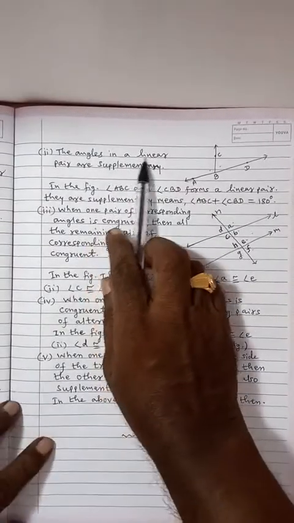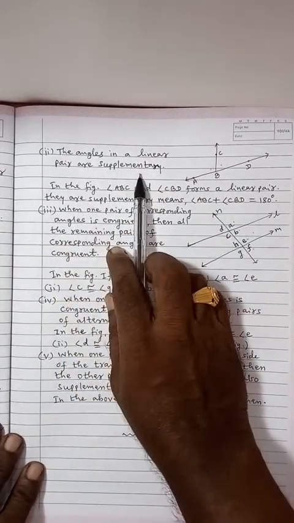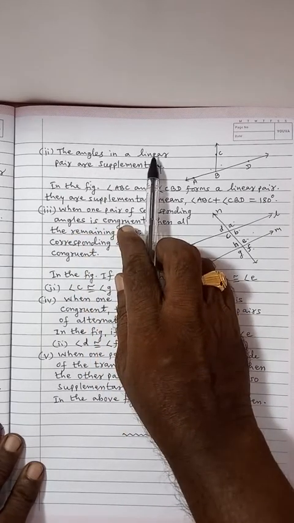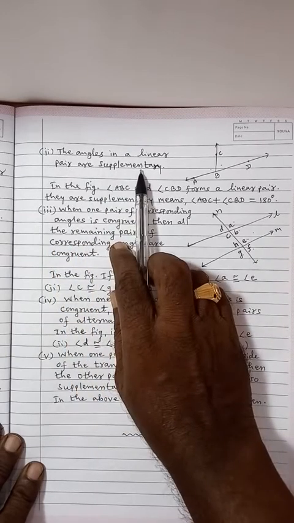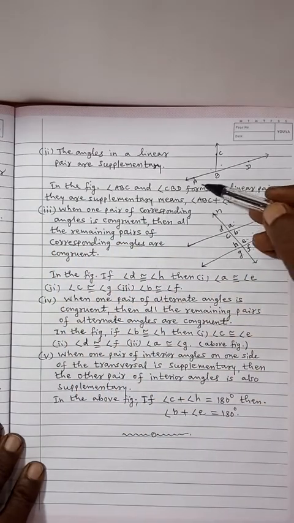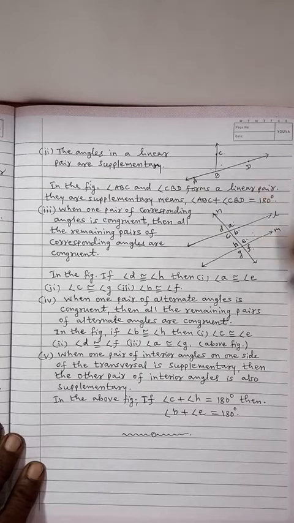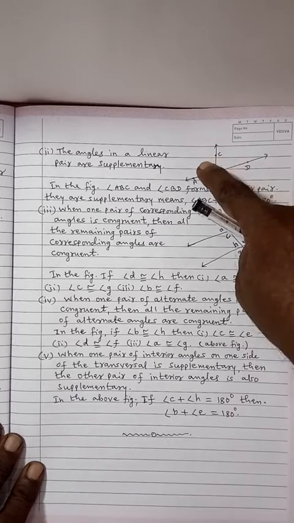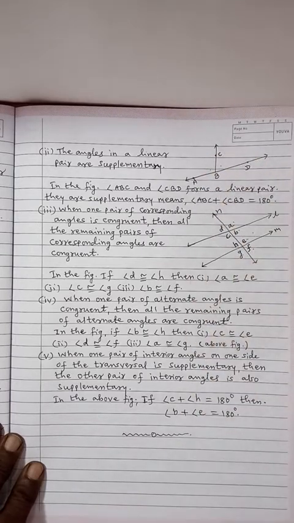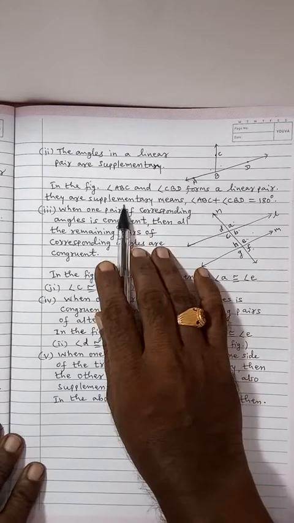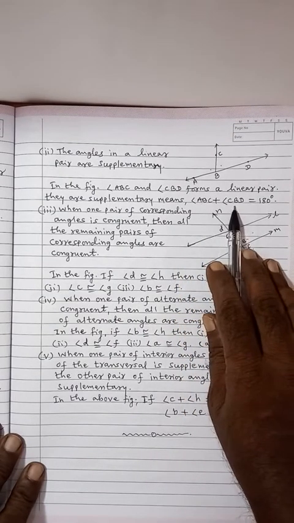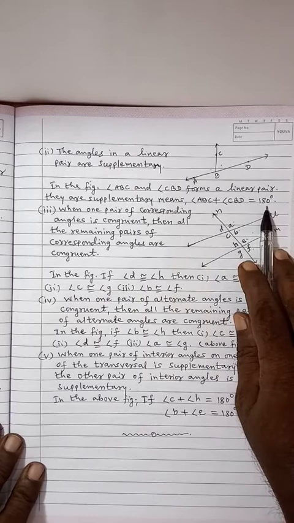Now, the second property is here. The angles in a linear pair are supplementary. See the figure, angle ABC and angle CBD. These two angles form a linear pair, and these two angles are supplementary. Means angle ABC plus angle CBD is equal to 180 degrees.